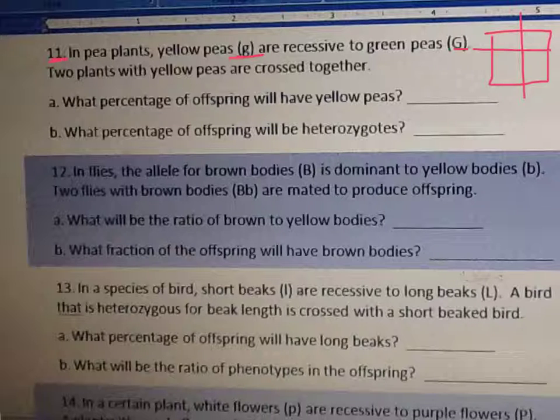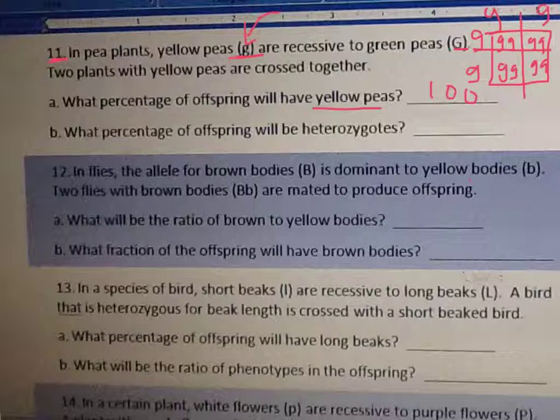2 plants with yellow peas. So you have little g, right? Because yellow peas are showing up, and since they're recessive, there has to be 2. Then you have little g, cross them all: little g, little g, little g, little g, little g, little g, little g, little g. What percent of offspring will have yellow peas? Well, if the yellow peas are all littles, we got 100%.